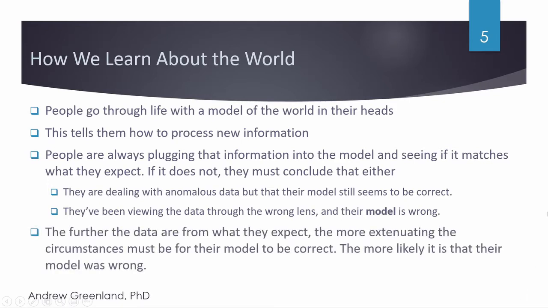The further a piece of data is from what I would have expected, the more unlikely, the more extenuating the circumstances must be in order for me to rationalize how my model could still be correct and I happen to observe some really weird piece of data. So the farther the data is from what we would have expected to see, the more likely it is the model was wrong to begin with.